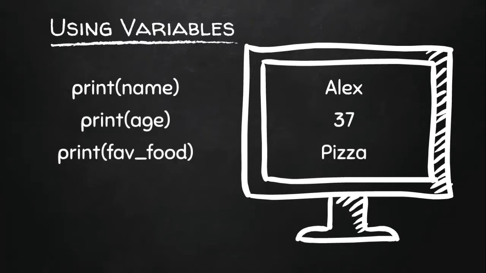As we progress through this series, we'll be using variables in all sorts of different ways. And in the following example, I'll show you how you can use variables to make changing certain information much more efficient.